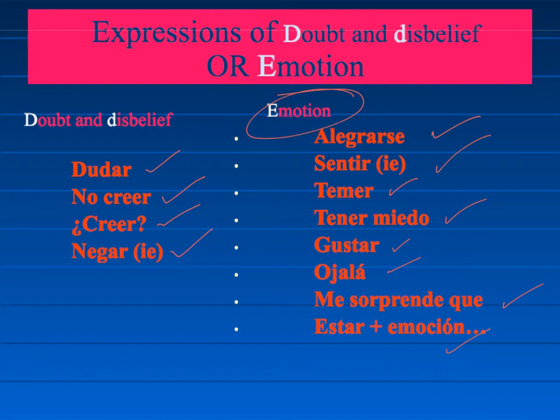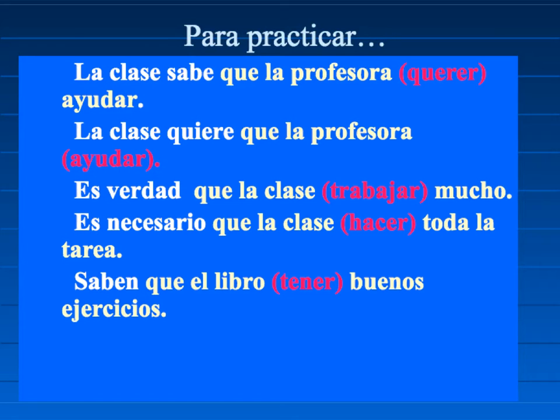I know it seems like a lot to think about, but honestly it becomes very easy. So let's look at a couple of sentences and think about how it would work. La clase sabe que la profesora querer ayudar. These clauses are easy to recognize if you look for que. The noun clause, the secondary clause, is the one where you might use subjunctive, but the way you make that decision is to examine the first part of the sentence.